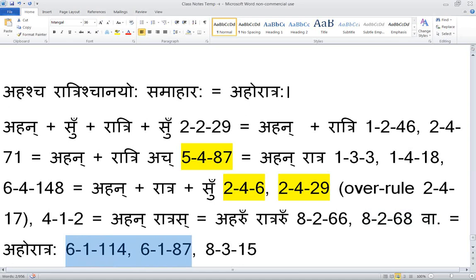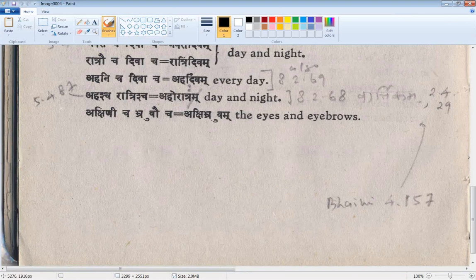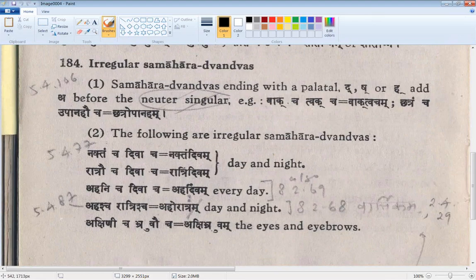Now let's see the next part which in the book he's giving. So ahoratra we did that. Now akshini cha bhruvaucha. This one we did not use 5477. For this ahascha ratrischa there's no need. There's nothing in 5477. Unfortunately in the book he has put this naktancha divacha, ratraucha divacha, ahanicha divacha, 5477. Then ahascharatrischa, we don't need, we just go back to Charte Dvandvaha and then Jatira Praninam.